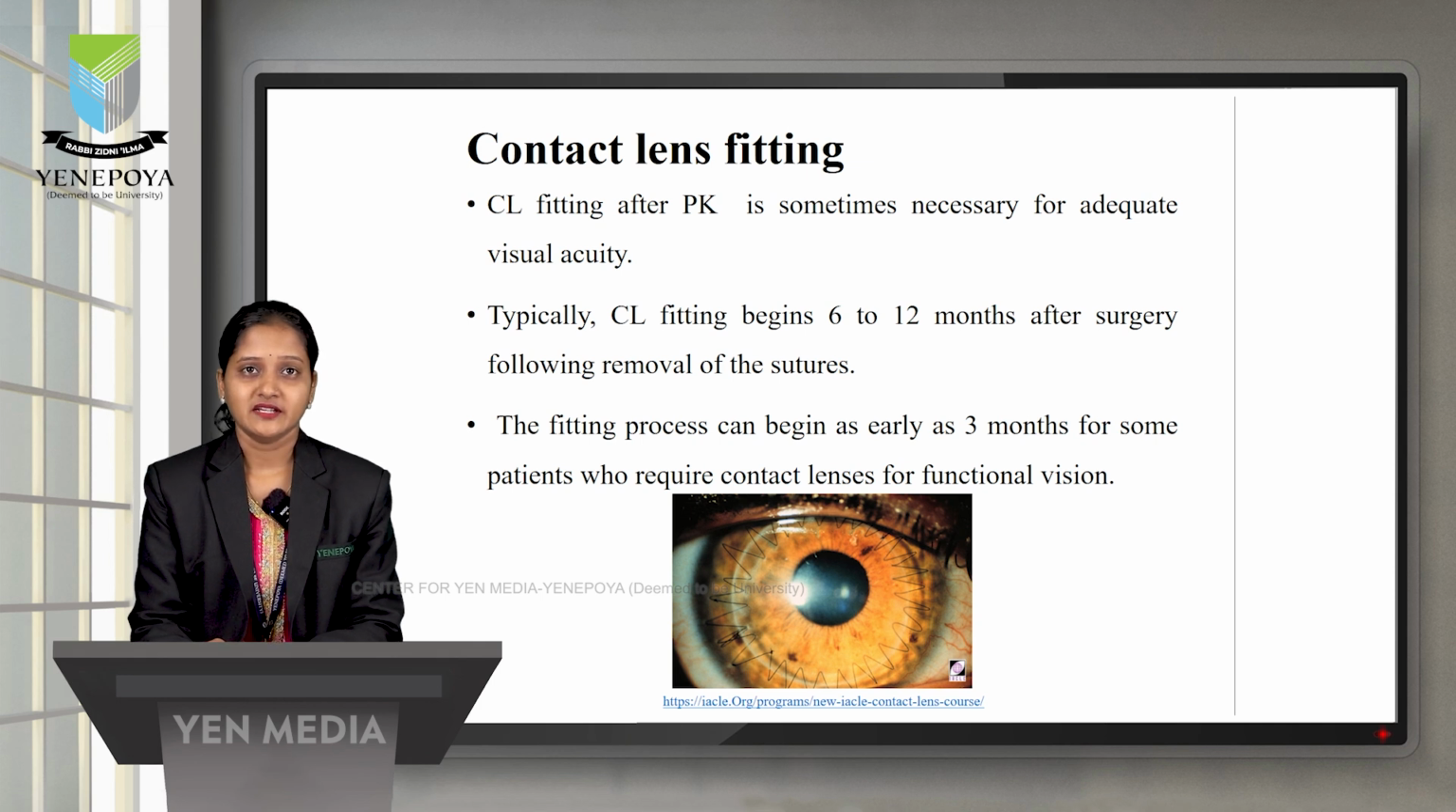Contact lens fitting after penetrating keratoplasty is sometimes necessary for adequate visual acuity. Typically, contact lens fitting begins 6 to 12 months after surgery following removal of the sutures. The fitting process can begin as early as 3 months for some patients who require contact lenses for functional vision.